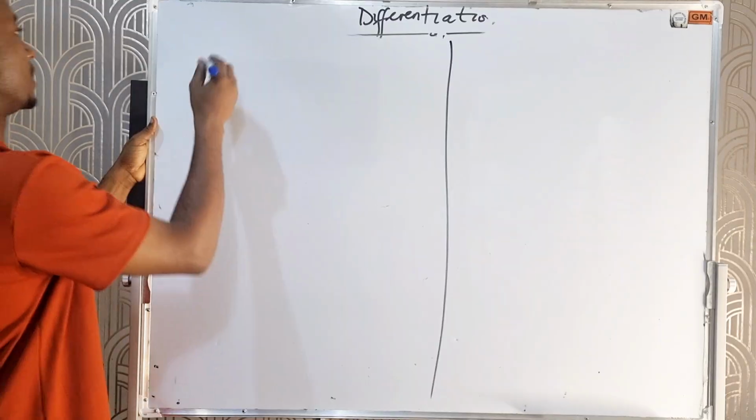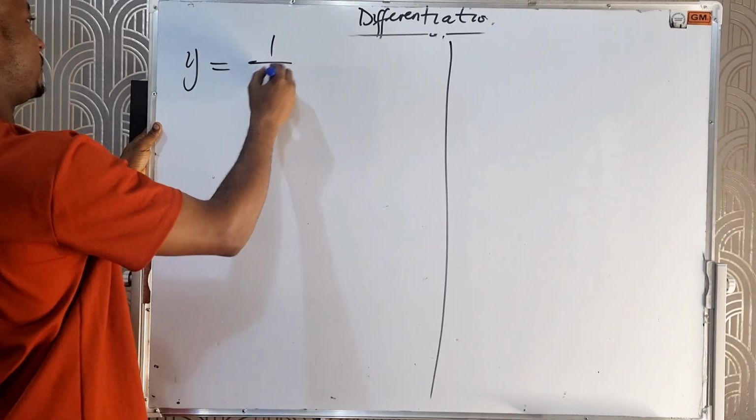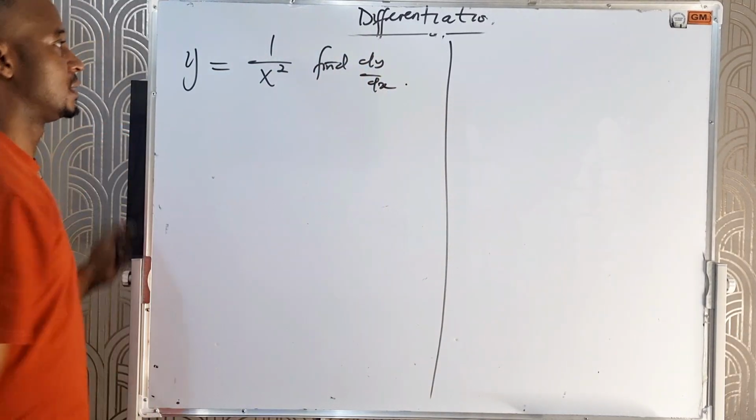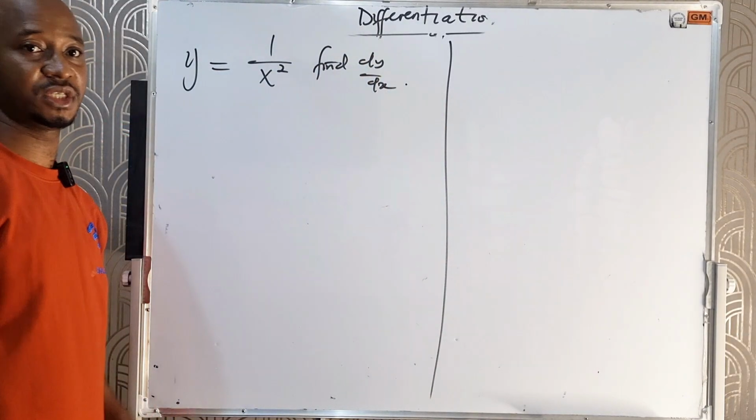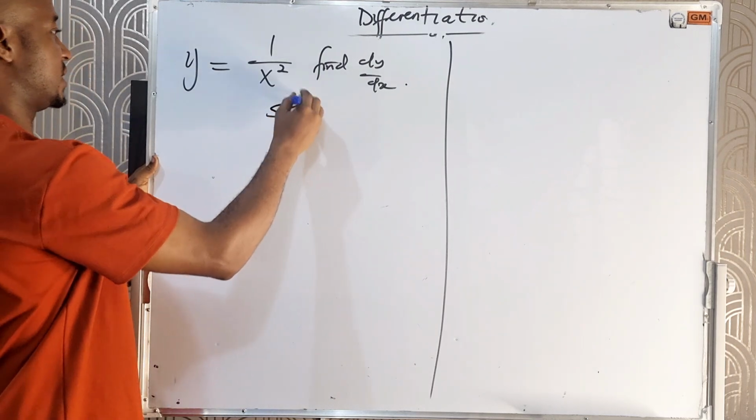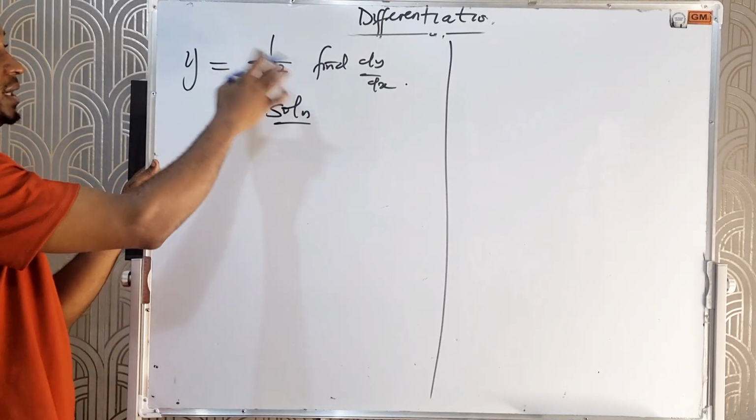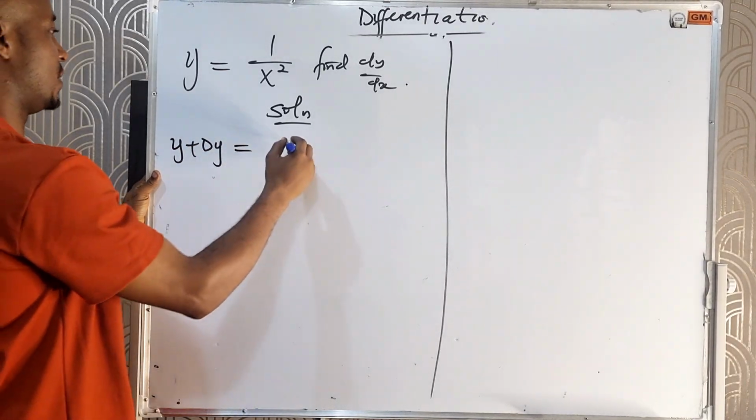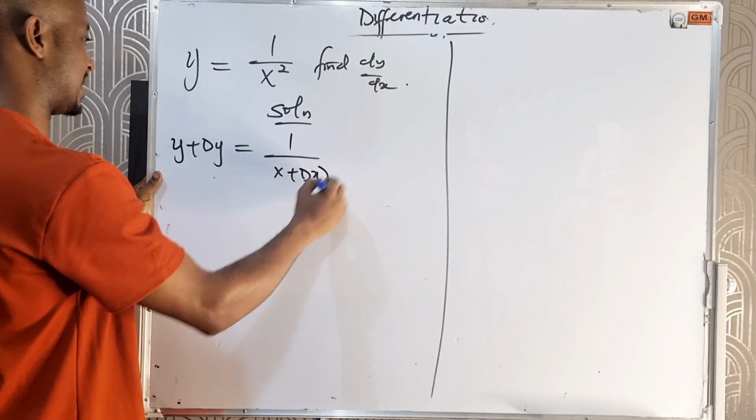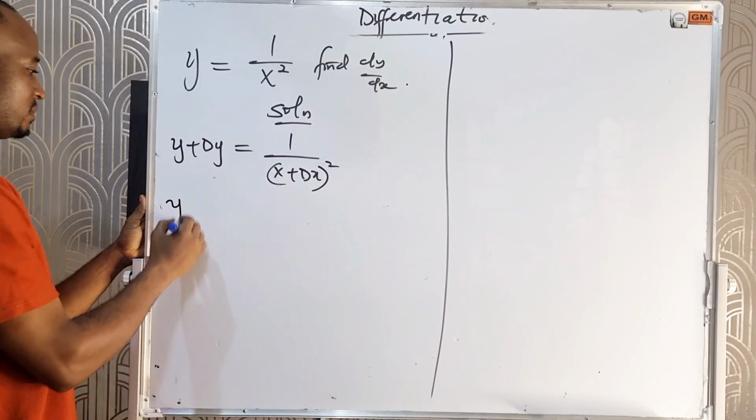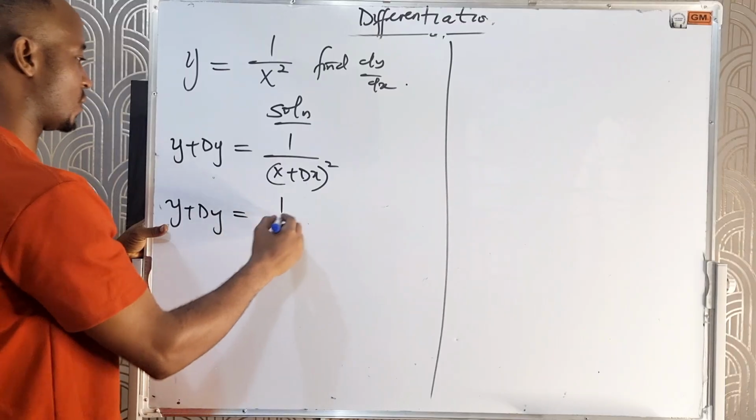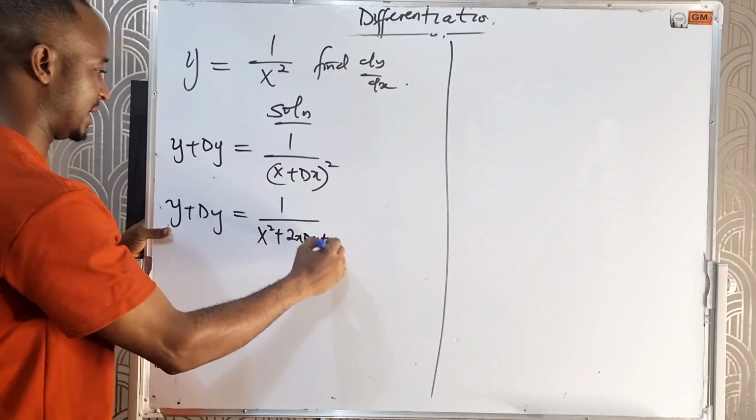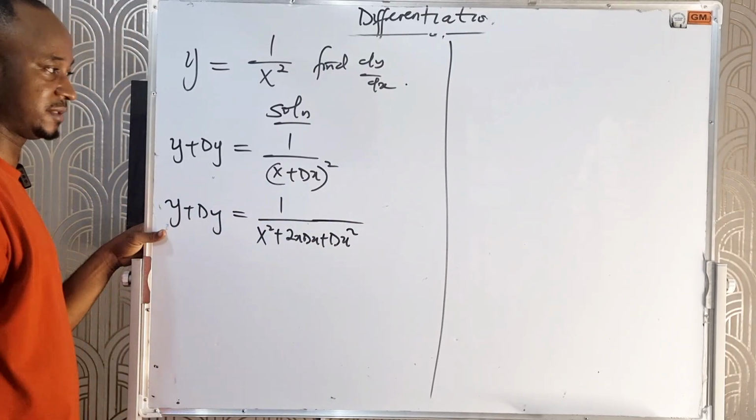Let's see another example. If I have y equals 1 over x squared, find dy/dx using the first principle method. Solution to this. The first step is after increasing y, also increase x, right? Increasing y means y plus delta y equals 1 over x plus delta x all squared. Expanding this, I'm going to have y plus delta y equals 1 over x squared plus 2x delta x plus delta x squared.